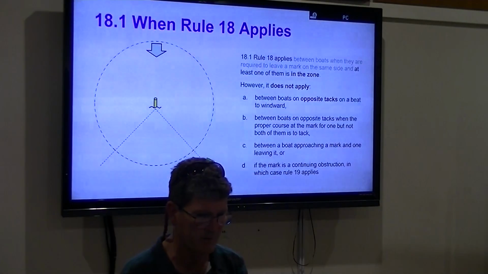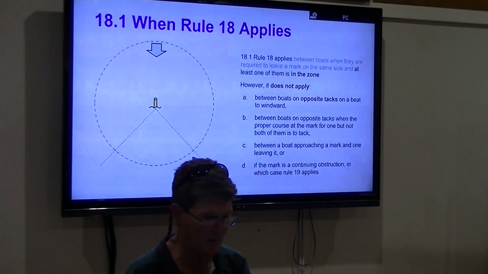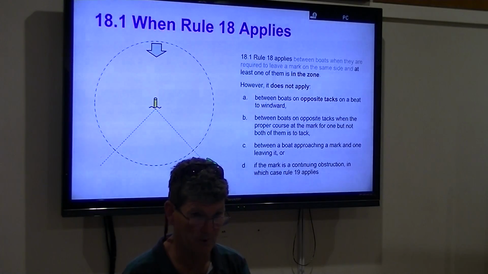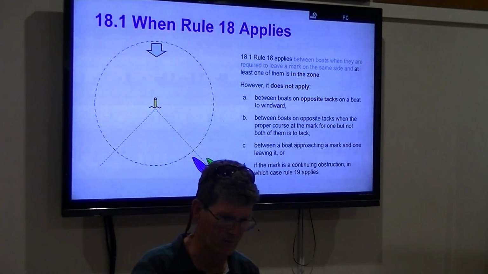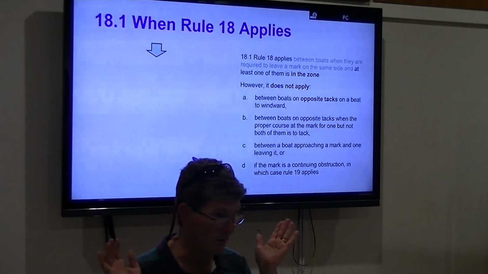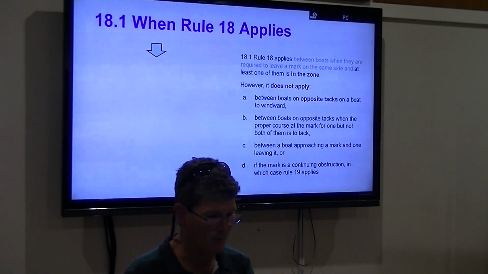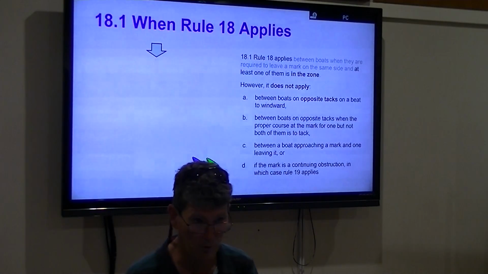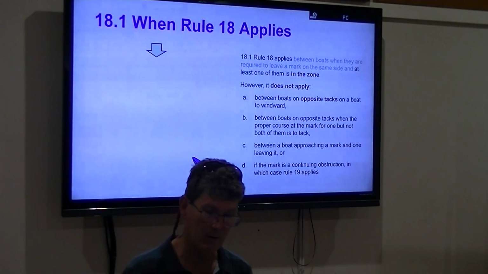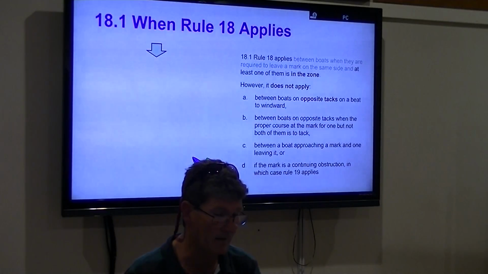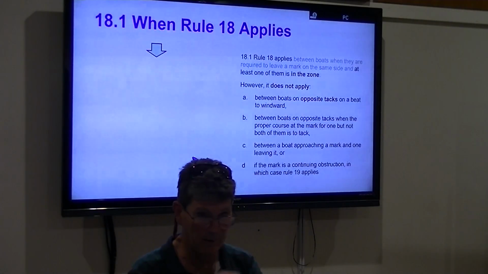Here we have 2 boats. Does Rule 18 apply to these 2 boats? No. Neither of them is in the zone. So there is no zone. There's no mark. They're just boats. Green must keep clear of blue because they're overlapped, same tack. Green's the windward boat. So if 18 turns off, it's like there is no mark.